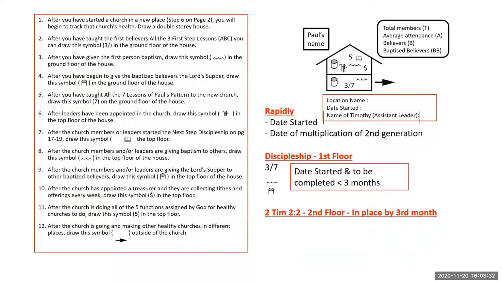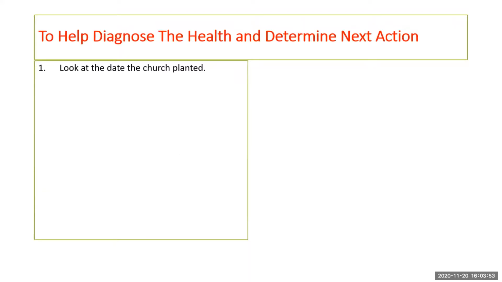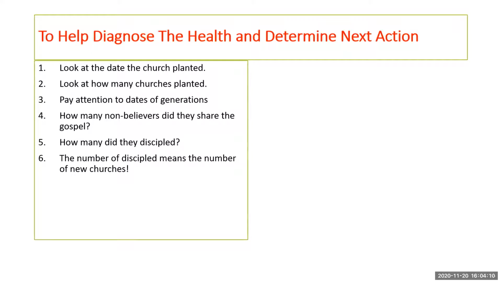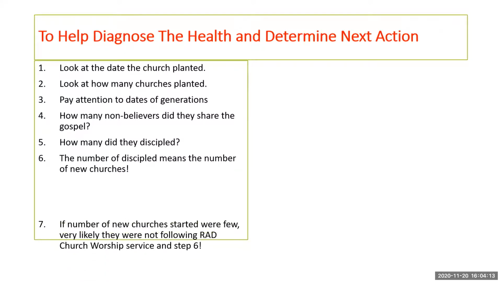Then we also look at the 2nd floor, whether it's in place by the 3rd month, Timothy is appointed, and then all the various functions of Timothy are carried out. And then we continue to remind ourselves to diagnose the health and determine the next action. So we look at the date the church was planted, how many churches planted, and pay attention to the dates of generation, how many non-believers they shared the gospel with, 2, 3, 4, and how many they discipled or taught ABC. The number of disciples means the number of new churches planted.